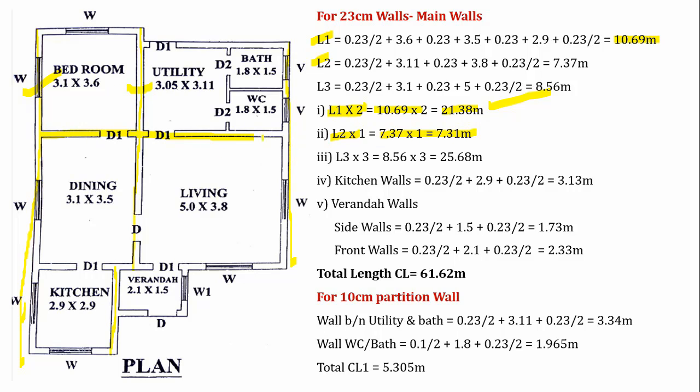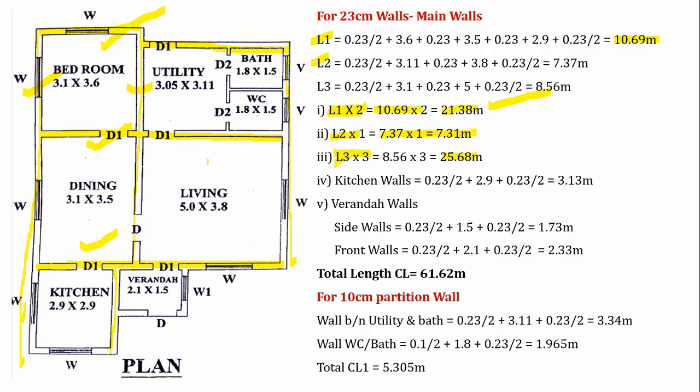Next we have calculated this horizontal length, that is L3. You can see from the center of this wall till this wall, plus the center of this and this, so this will be equal to this length. So this is one number, this is the second number, and we can take this also, which will be equal to this. So therefore three numbers, 1, 2 and 3. So L3 into 3 will be equal to 25.68.